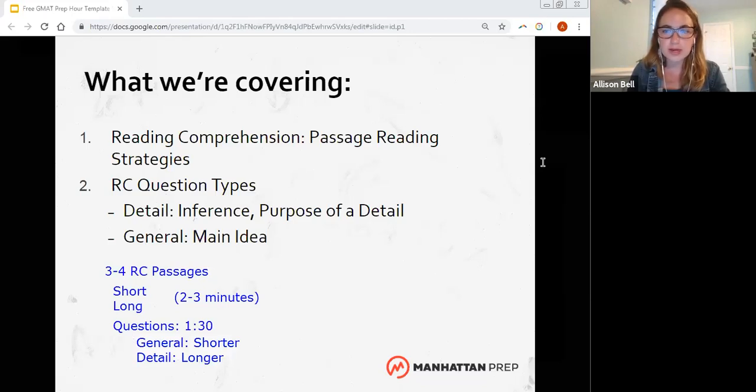What we're going to talk about tonight is strategies for reading the passage. So we'll talk about how to get a strong read in that time of 2 to 3 minutes. And then we'll talk about some different reading comprehension, RC, question types, and some of the traps that you might encounter in those. And the biggest thing that I want you to get out of this is what's the best process that I should use for each of these RC question types. We're going to get started with a passage in just a second.